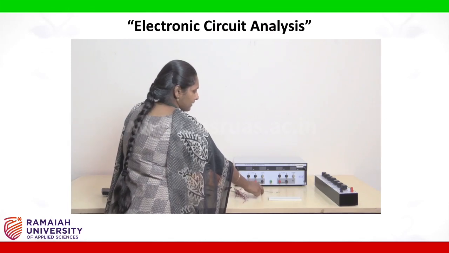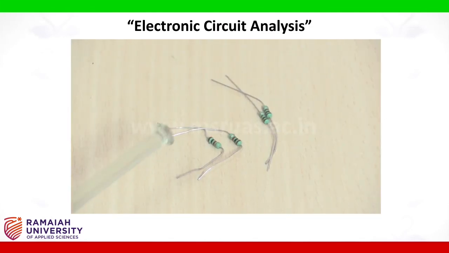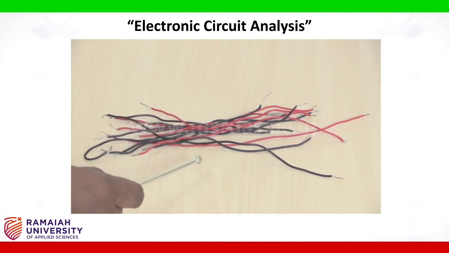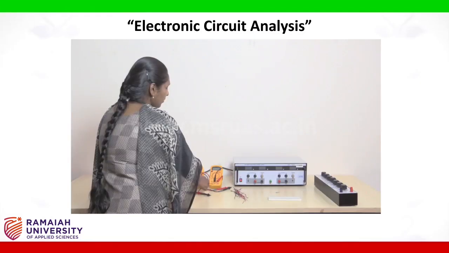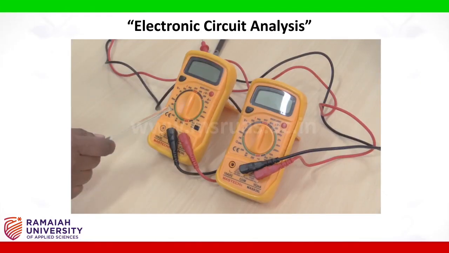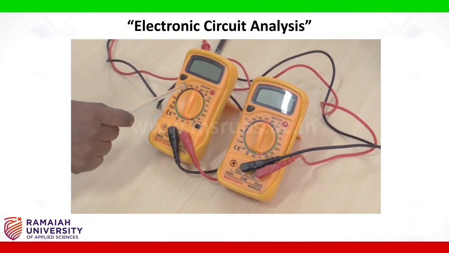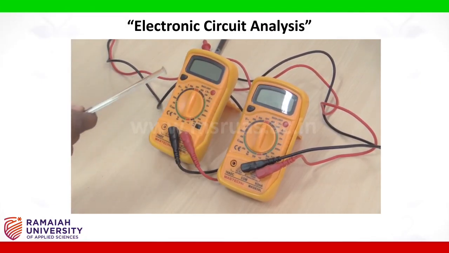1 kilo ohm resistors. These are resistors. We are using 4 1 kilo ohm resistors in this experiment. Connecting wires. These are connecting wires. We will use these wires to connect components on the breadboard. Voltmeter, ammeter. These are multimeters. In this experiment, we will use one as voltmeter, one as ammeter.